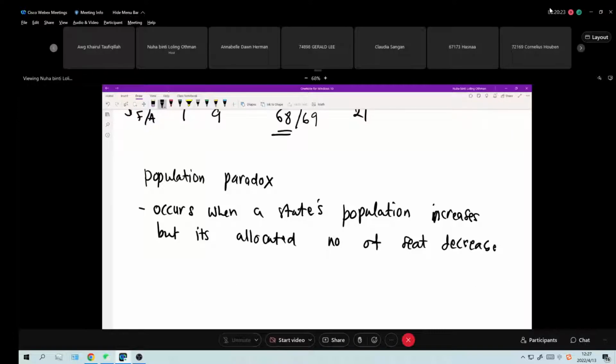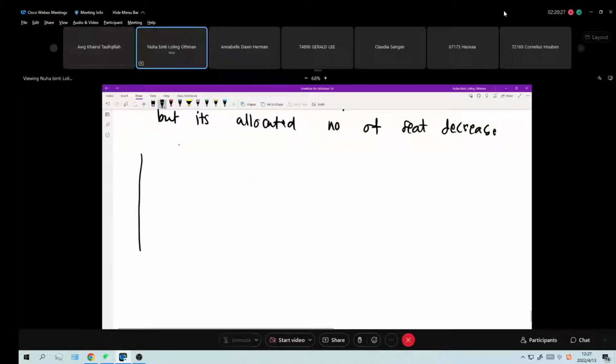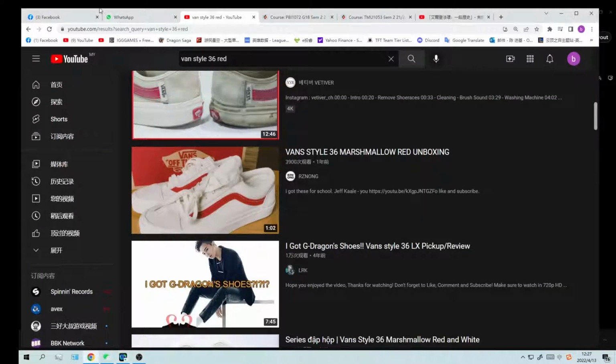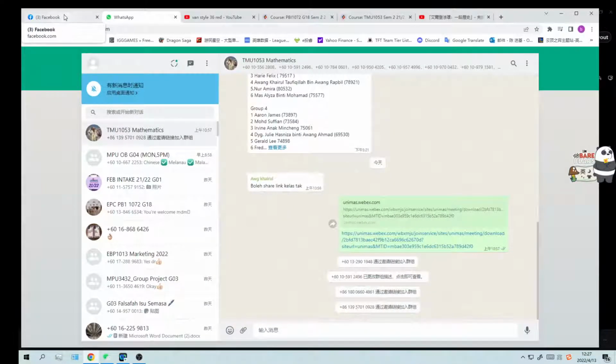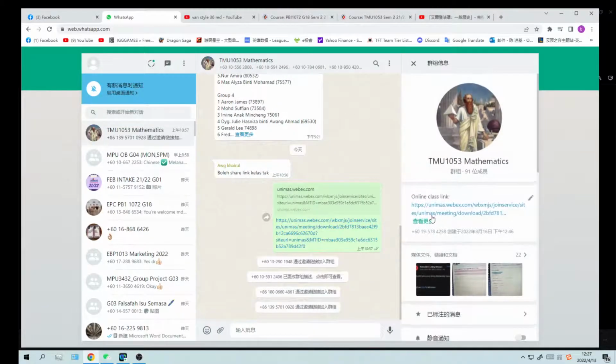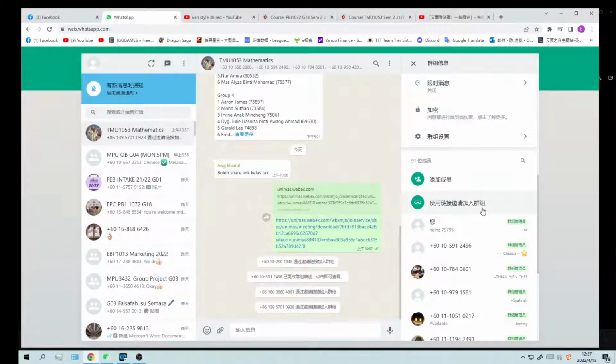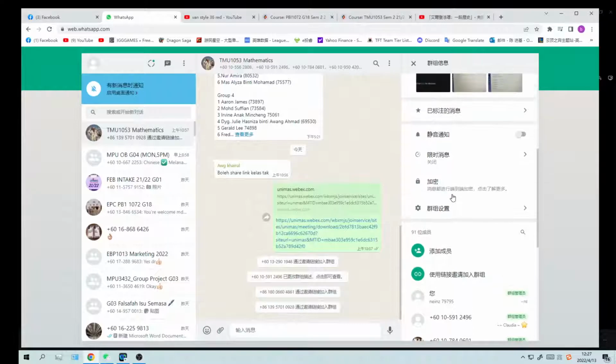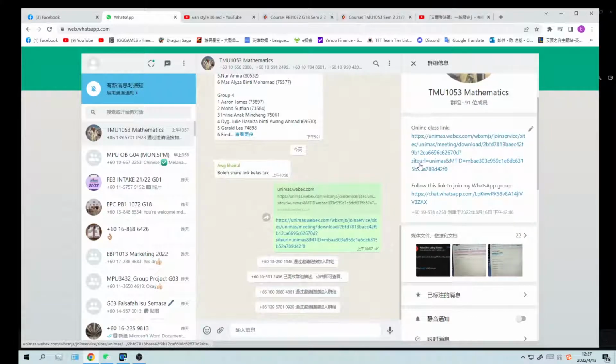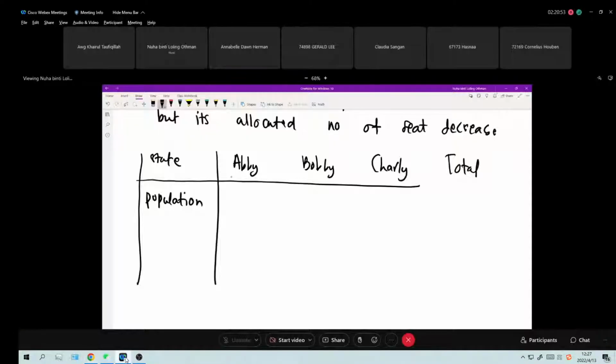Okay, so here is the example. You have the state and you have the population. Okay, and then you have A, B, and you have E. Okay, so this one.